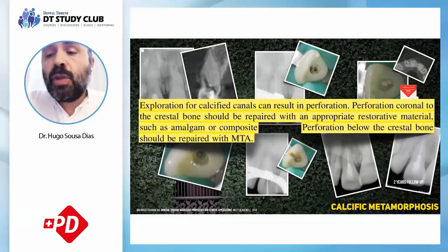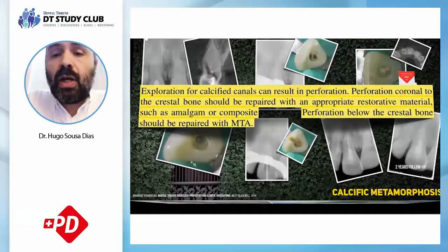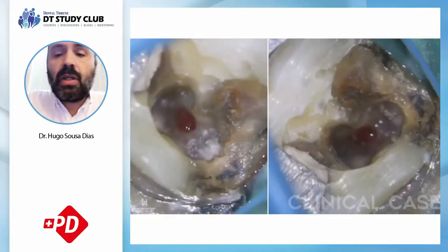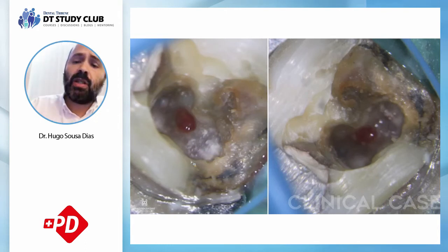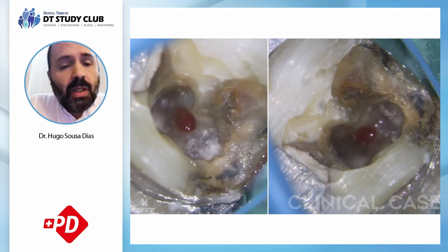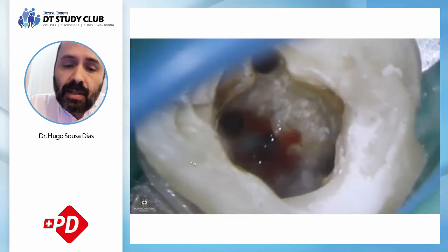If the perforation is below the crestal bone, I'm going to use MTA or another bioceramic material. Another clinical case, this perforation in the furcal area. I received the patient this way, with Teflon tape and ERM. I remove the ERM. I need to clean all the carious tissue. I need to reorient my access. I found 3 root canals.